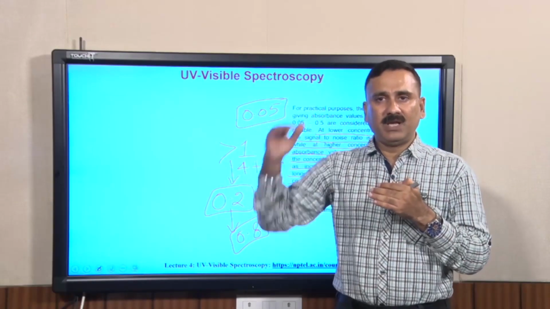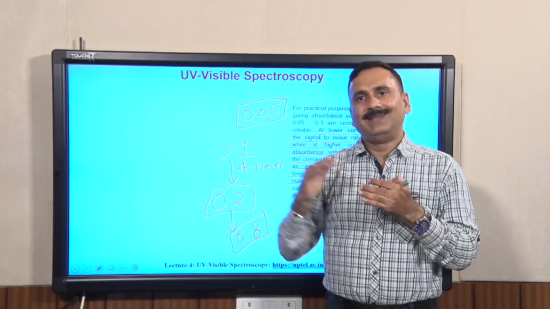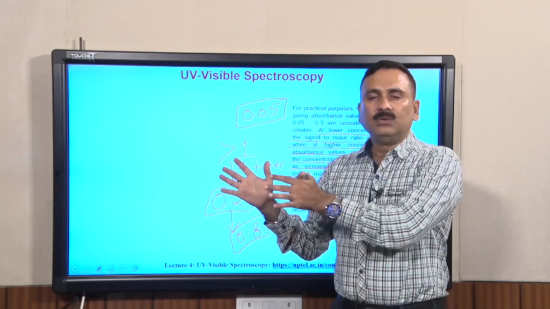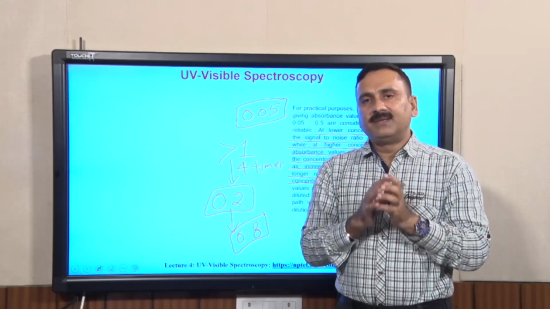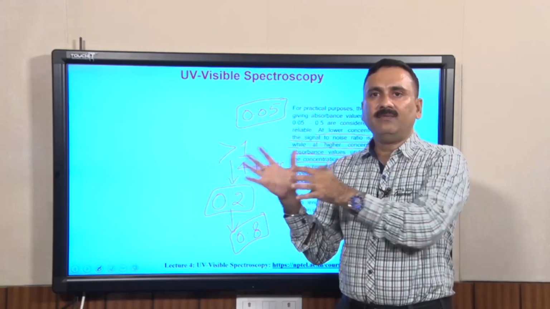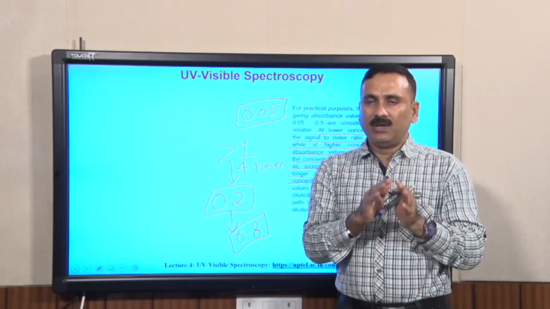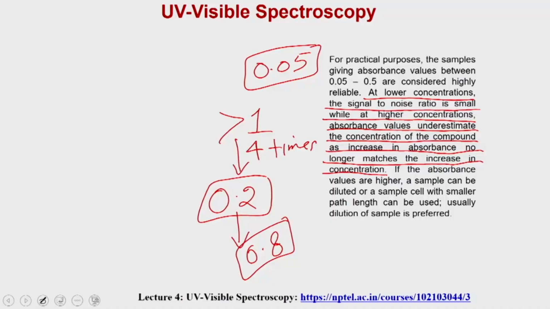So, do not go with very low readings. For example, if it is showing 0.0002, that is also not reliable. If you go by 1.2, that also is not reliable. So you try to measure the absorbance in the range of 0.05 to 0.5, because above this value and below this value, you are going to see a deviation from the Beer-Lambert law.